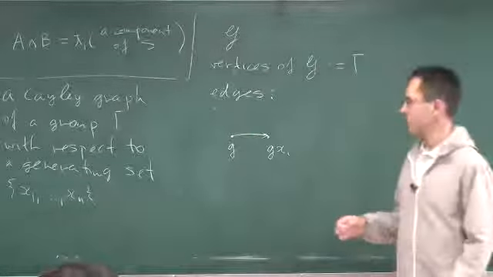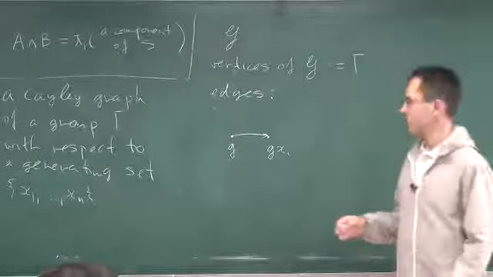Since this is the set of generators, if you pick any two vertices, you can get from one vertex to any other vertex by consecutively multiplying on the right by various xi's. And multiplying by xi inverse means going in the opposite direction. So that's the formal definition of a Cayley graph for any group.